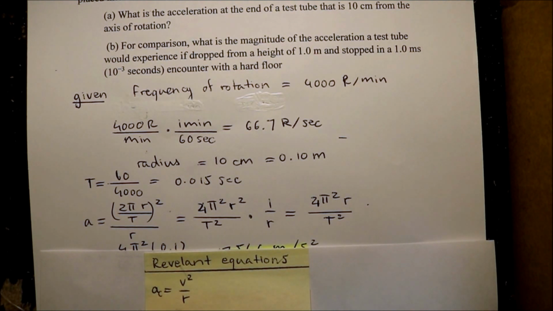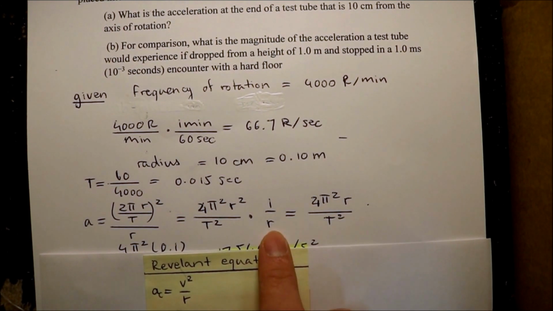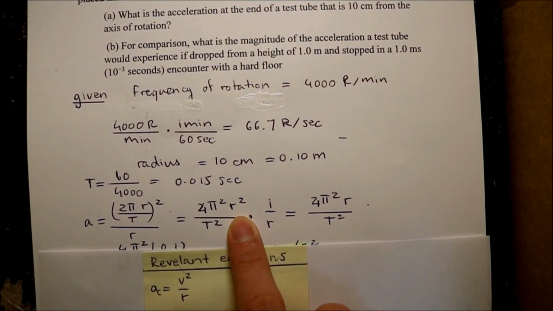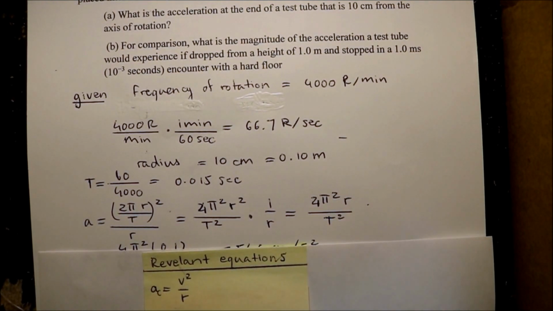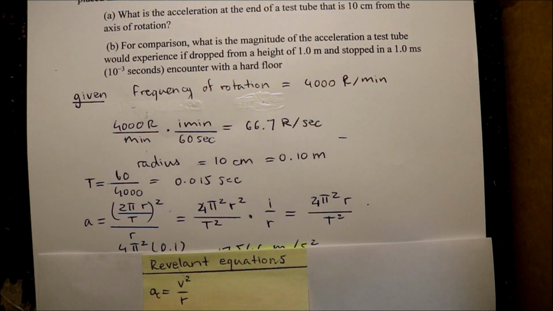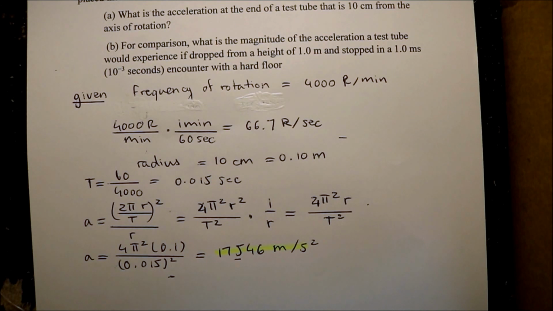When dividing a fraction by a number, we actually multiply it by the reciprocal of the number. So in this case, we multiply the fraction by 1 over radius. As you can see, we have radius here and radius here, so those two cancel out, and we're left with 4 pi squared times r divided by period squared. Now all we have left to do is plug our variables into the manipulated equation.